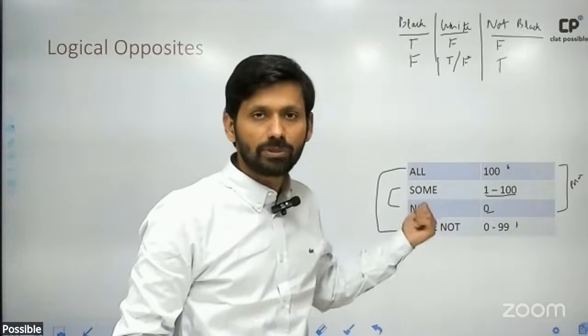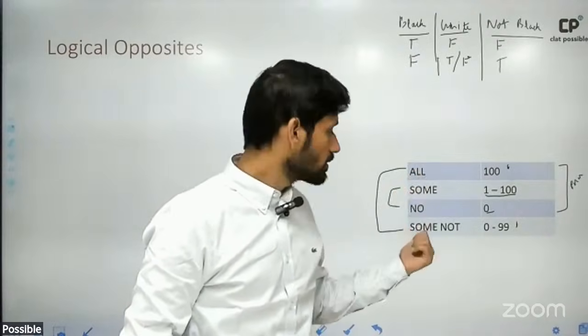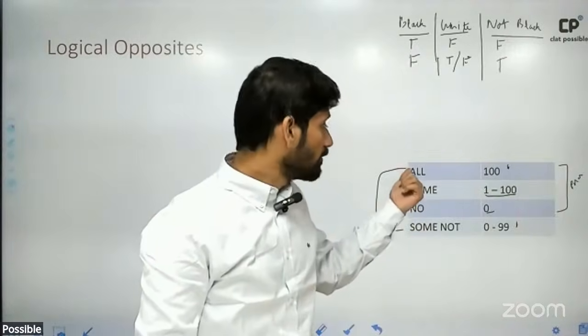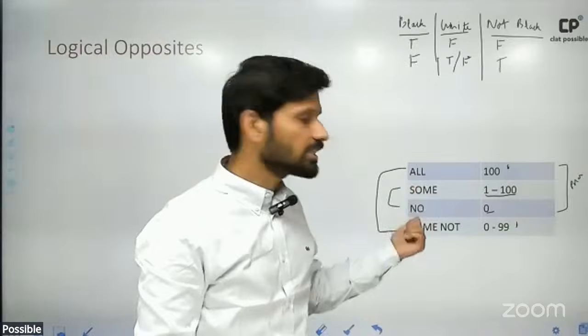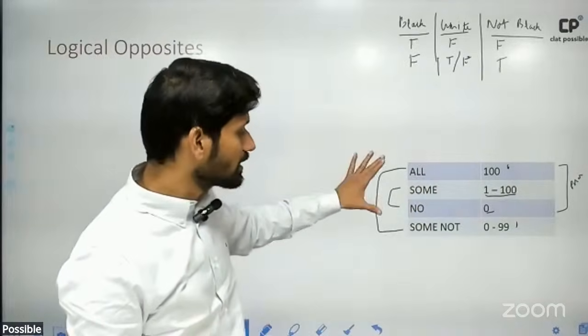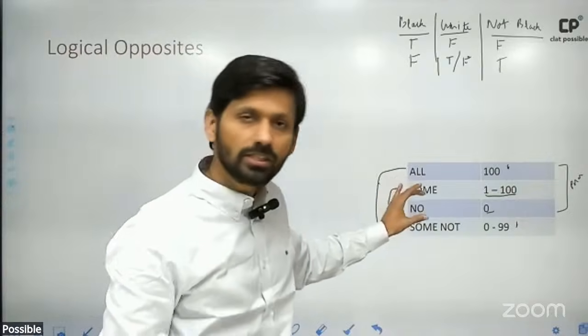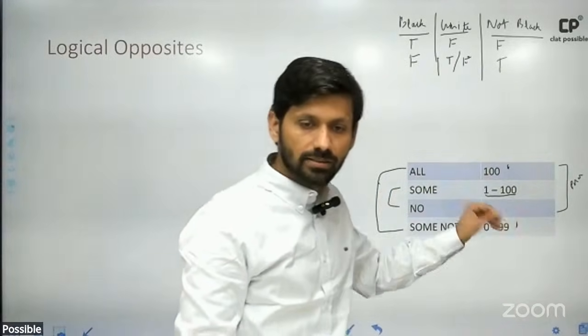Similarly, there is no overlap between some and no, right? So if all is true, some not is false. If all is false, some not is true. Same is the case with some and no. So we remember this, right? All and some not opposites, some and no opposites. What kind of opposites? Logical opposites. All and no being polar opposites. Okay.